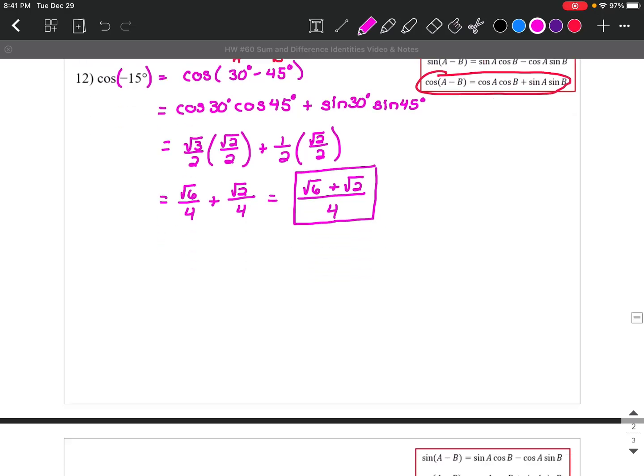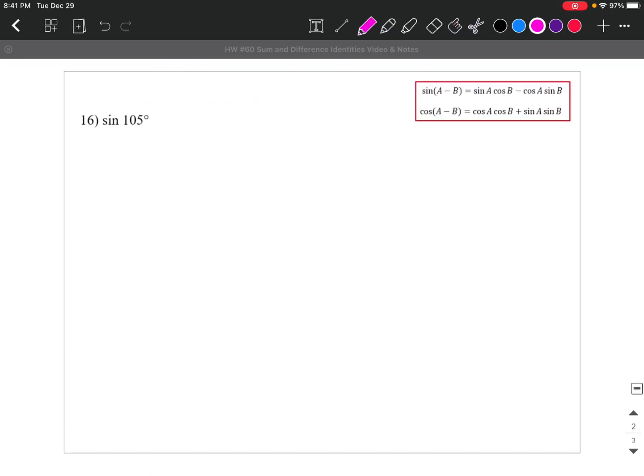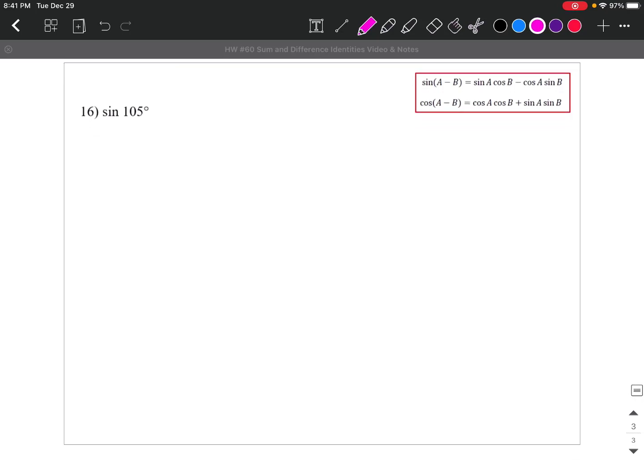The last type, we'll do a sine of a difference, just so we've tried one of every type. So this time we have 105 degrees. So we need two angles that'll subtract to 105. Now if it ends in a 5, odds are I'm going to have to use 45 degrees. So 105 plus 45 is 150. So what if I use 150 degrees minus 45 degrees? That will subtract to 105. So this is my angle A, this is my angle B, and we're using the top identity here.